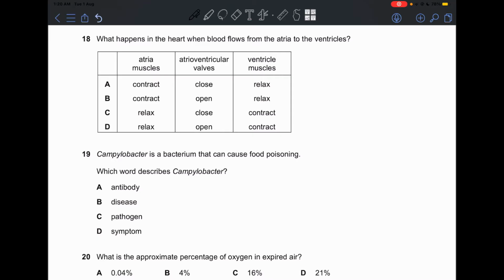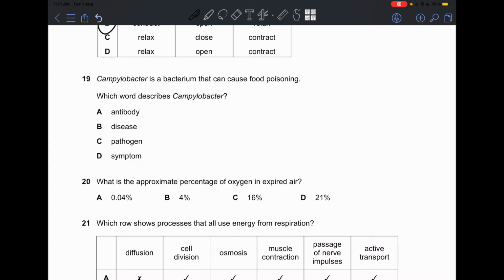18. What happens in the heart when the blood flows from the atria to the ventricles? Of course, we know that the atria muscles will contract, and the atrioventricular valves will open so the blood can move from the atria to the ventricle, and of course the muscles of the ventricle will relax so the blood can flow into the ventricle. So our answer is going to be B.